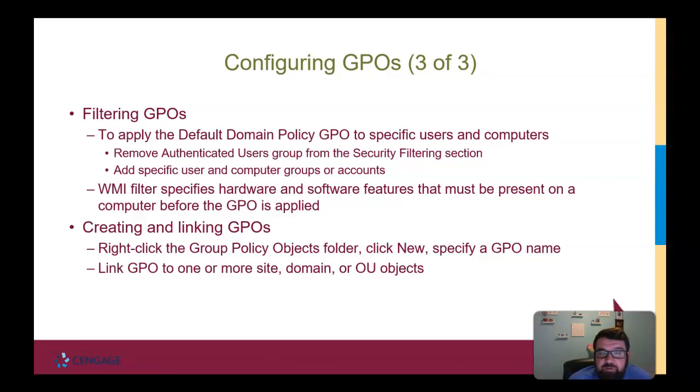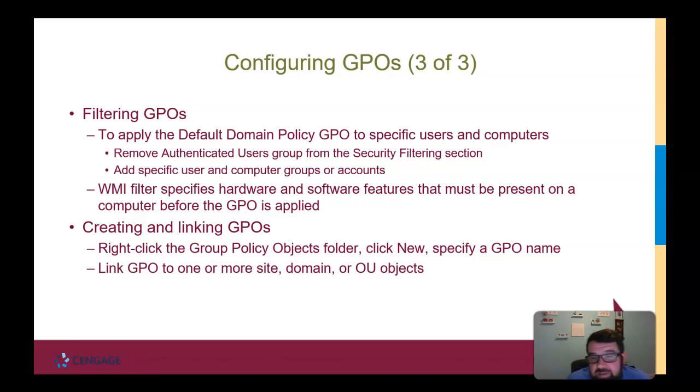So a WMI filter specifies hardware and software features that must be present on a computer before the GPO is applied. I said you could push out software earlier, so that is a supplemental feature of this. You can have it check to see if specific software is present before it actually tries to apply the GPO.